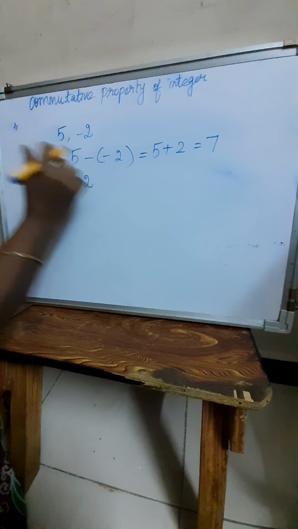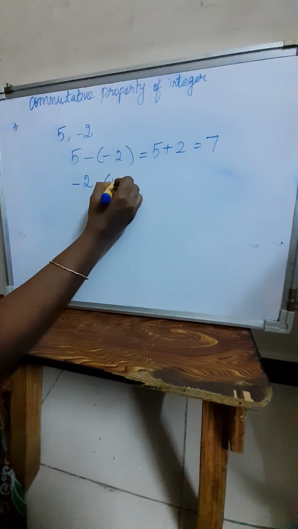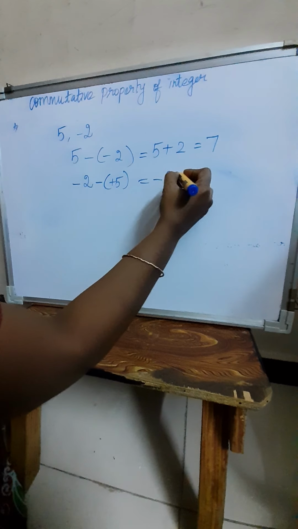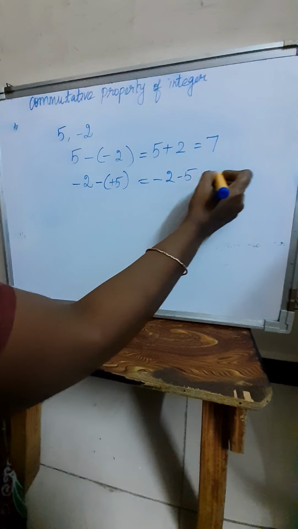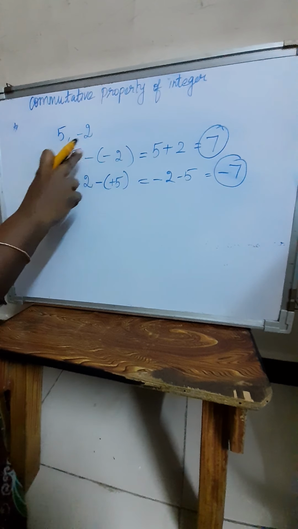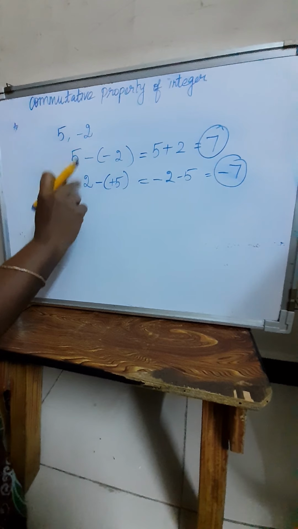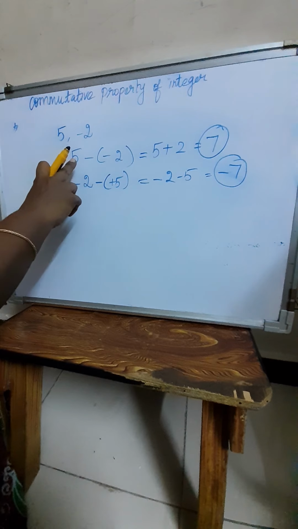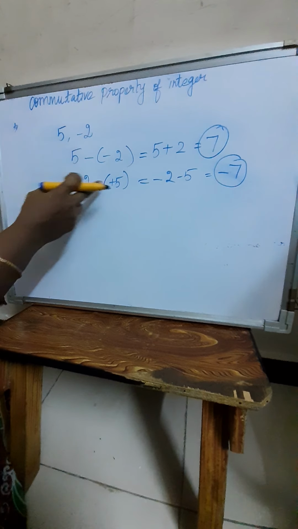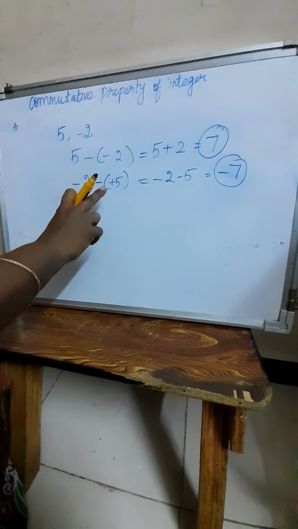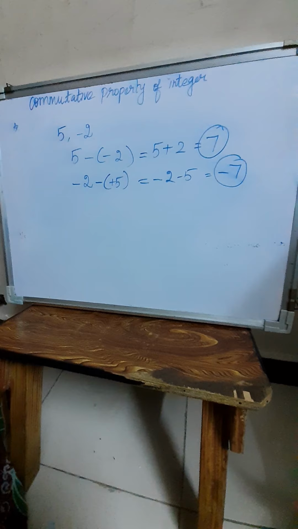Now I am going to interchange and subtract: minus 2 minus of plus 5. The 5 is in positive sign. So minus 2 minus 5, the answer is minus 7. See the answer here: if we subtract any two integers and interchange, the answer is different. You can check some more examples at home. Here I have taken 5 and minus 2; interchanged and subtracted, the answers are 7 and minus 7. So subtraction is not true for the commutative property of integers.